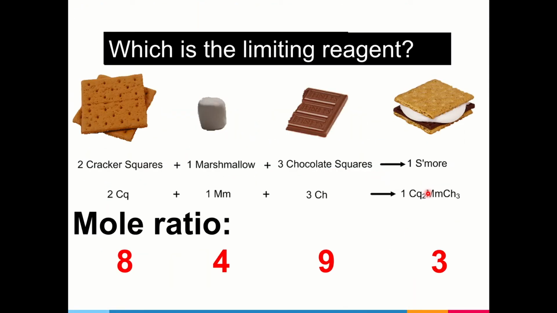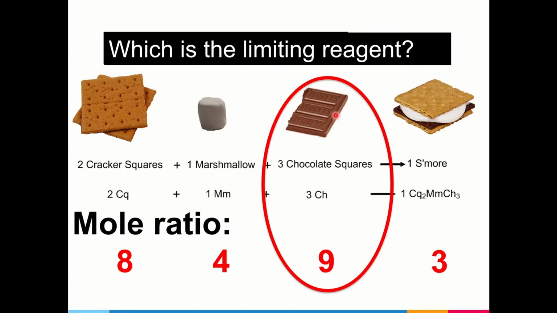From here, I know that only 3 smalls can be formed because I identified my limiting reagent to be, which one is the limiting reagent? My chocolate squares. I have my mole ratio here and I compare. I always compare the number of units, number of moles. This is times 3, the rest is times 4, which means the one that is times 3 is the limiting one.